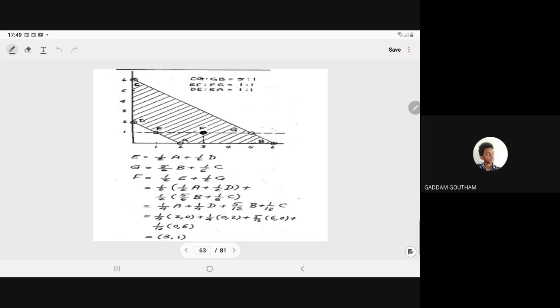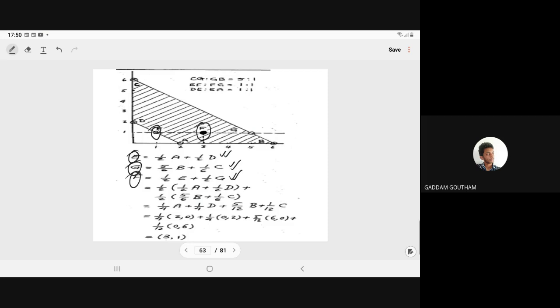So let us see. Here we call it point F. If you draw a line through F parallel to the x-axis, it cuts at point E and at point G. E is the middle point of A and D. G divides the line joining B and C in the ratio 5:1, so it will be 5/6 B plus 1/6 C. And F is the middle point of E and G. E is half of A plus half of D, and G is 5/6 of B plus 1/6 of C.